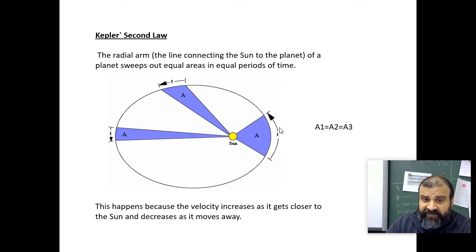So the planet's moving quickly close to the sun, slowing down as it moves away, moving the slowest here, and then as it gets closer to the sun, its speed increases. So the radial arm of a planet sweeps out equal areas in equal periods of time. So A1 is equal to A2 is equal to A3. This happens because the velocity increases as it gets closer to the sun and decreases as it moves away.